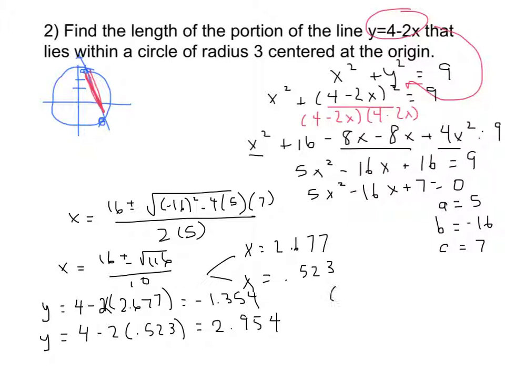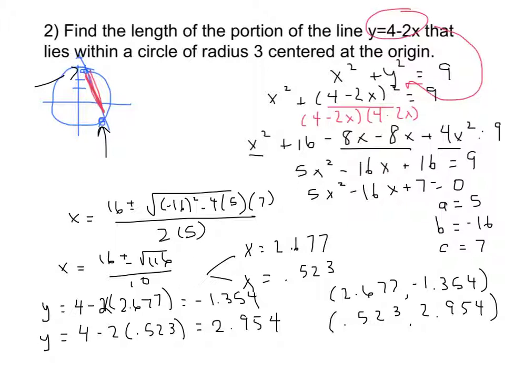So now what I have is the coordinates of 2 points. My first point is 2.677, comma, negative 1.354. That gives me one coordinate point, this one. And then my other point is the x coordinate 0.523 and the y coordinate 2.954. And that gives me the coordinate of that point. So now that I have two coordinate points, I'm almost done with this problem. The last thing that I need to do then is to find the distance in between those 2 points.